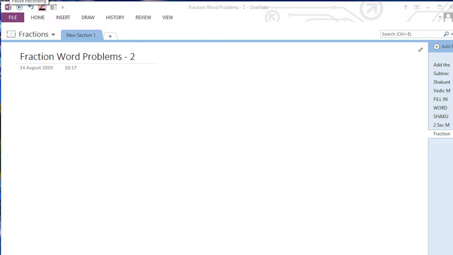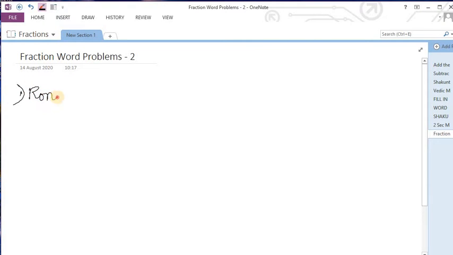So today we are going to deal with fraction word problems. Yesterday we solved some word problems and today we are going to solve some other word problems. And coming to today's word problem. Ronit gave 3/7 part of his property to his daughter and remaining part to his son. Who got more property and by how much?